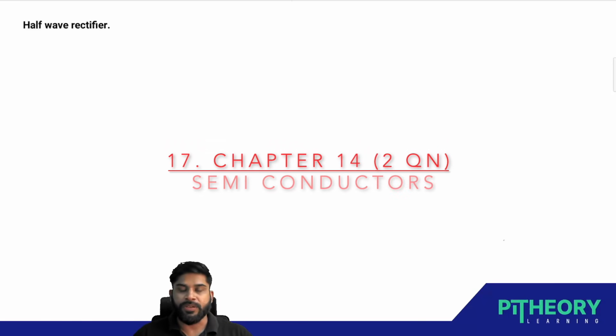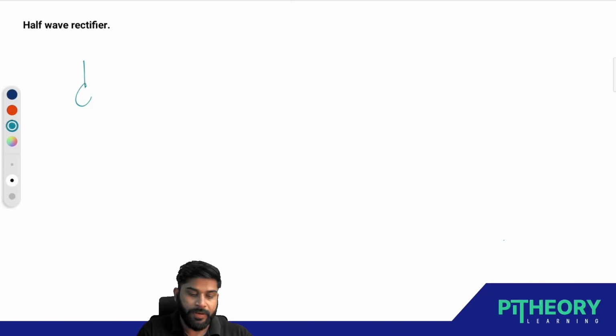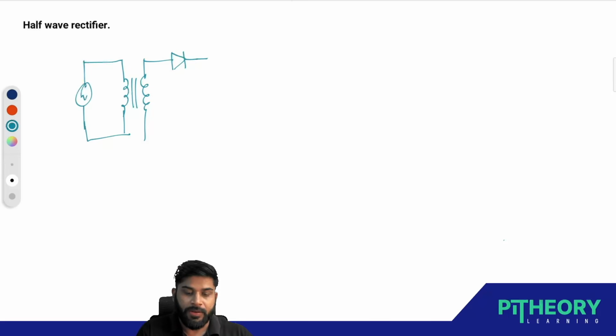Quickly, we'll discuss this question also, the half wave rectifier. Mostly it is the theoretical part, but quickly we'll discuss how the theory is. So in a half wave rectifier, what is it that we have? We have an input AC source, which is connected across the primary of a transformer. And here you have the secondary of the transformer, which is connected to just a single diode. And this is the output resistor, the load resistance across which you will take the output.